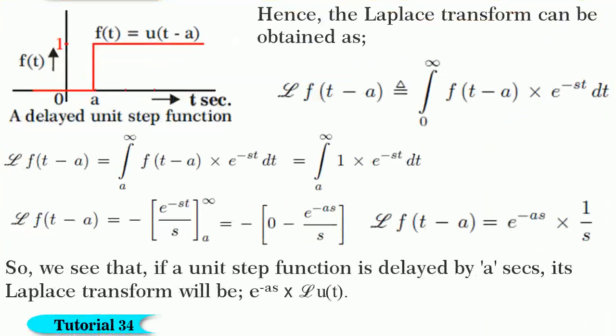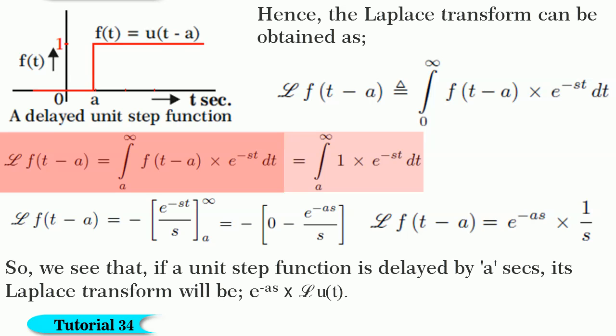So, L of f of t minus a, by definition, is equal to integration from 0 to infinity f of t minus a into e to the power of minus st dt. Since f of t occurs at t is equal to a, we can write L of f of t minus a is equal to integration from a to infinity f of t minus a into e to the power of minus st dt.